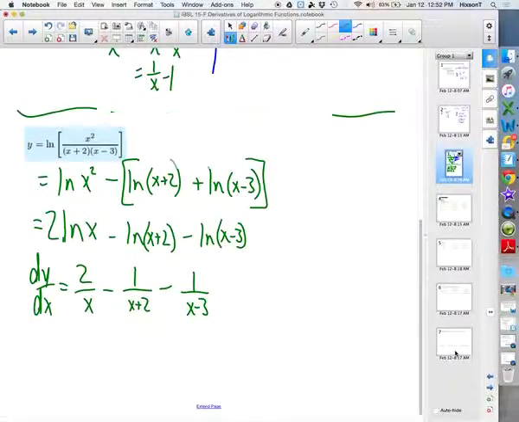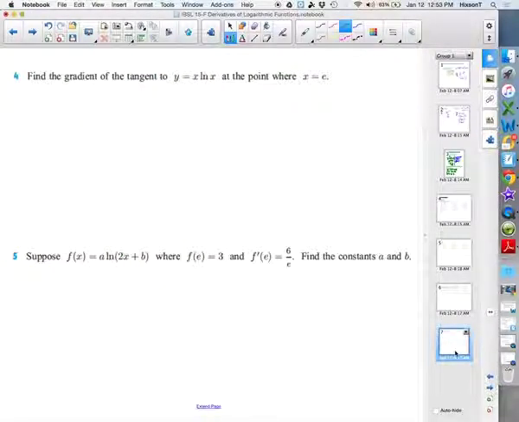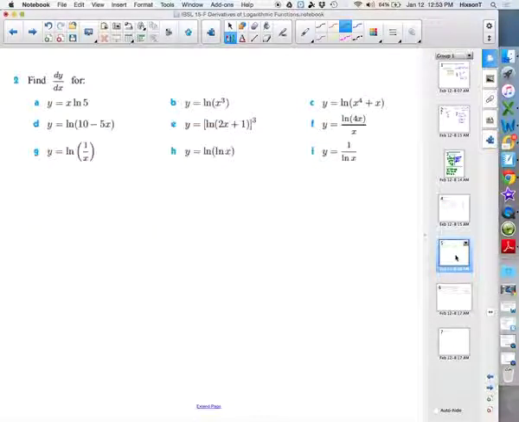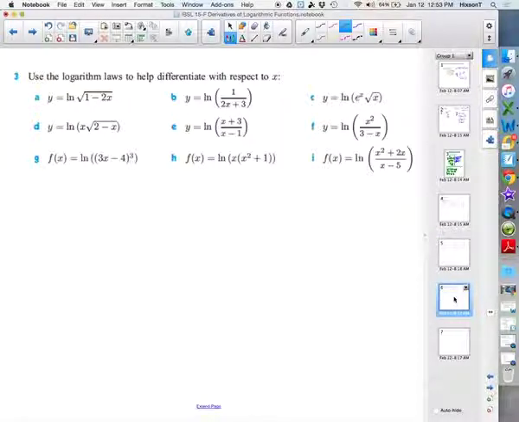Alright, let's try a couple from the end of the practice. I'll let you guys practice some of these. There's plenty. Number 1 is A through N. So you have plenty to practice here. And if that weren't enough, number 2 they made A through I. And then number 3 went A through I as well.